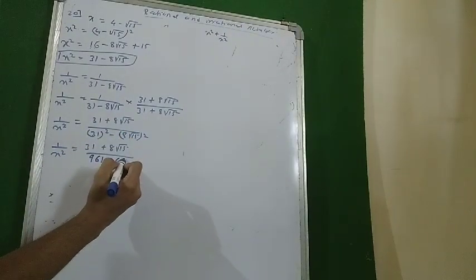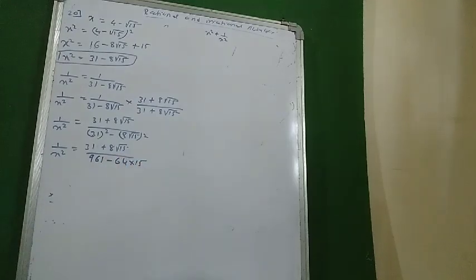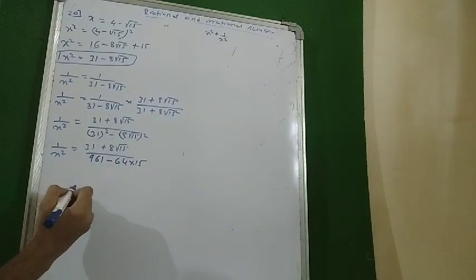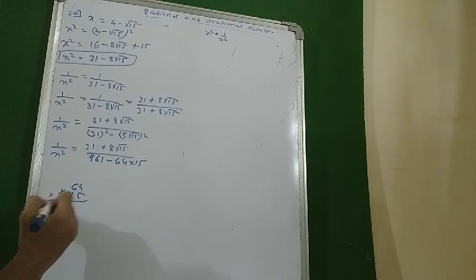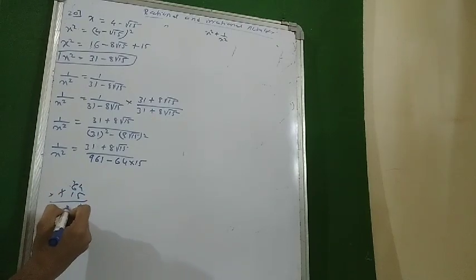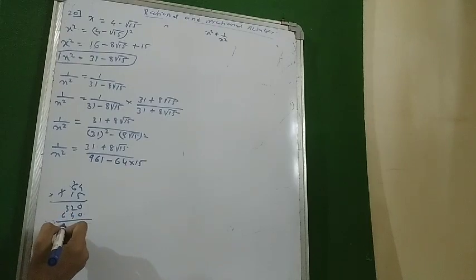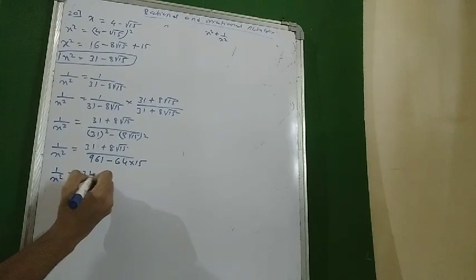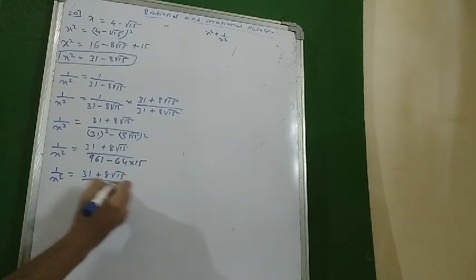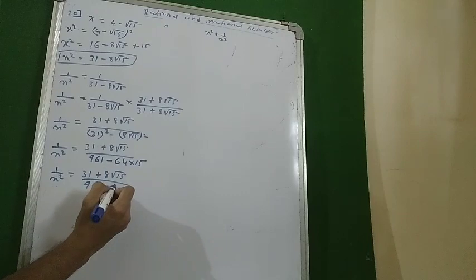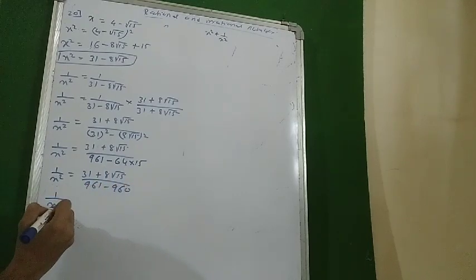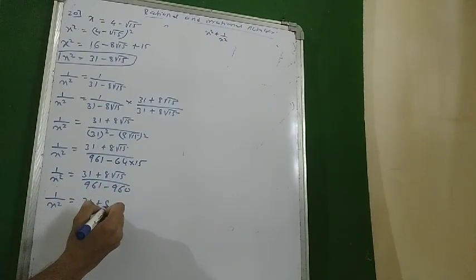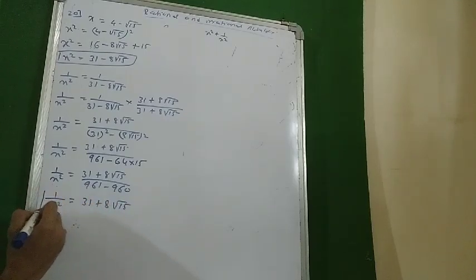8 square is 64 and root 15 square is 15. Square root and square cancel. So 64 into 15, which is 960. So 1 upon x square is equal to 31 plus 8 root 15 upon 961 minus 960. So 1 upon x square is nothing but 31 plus 8 root 15.